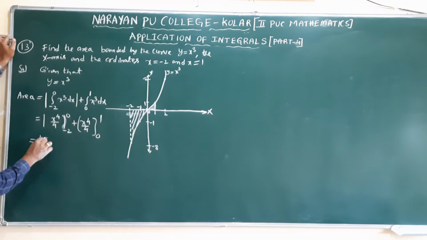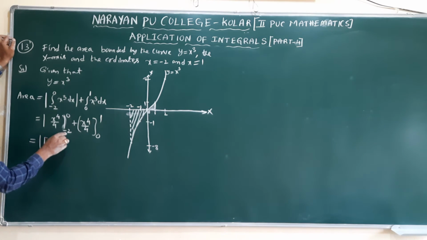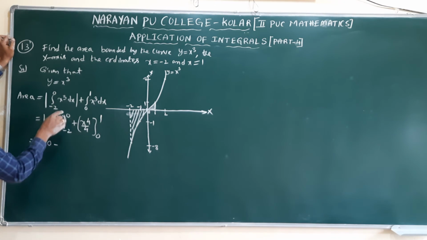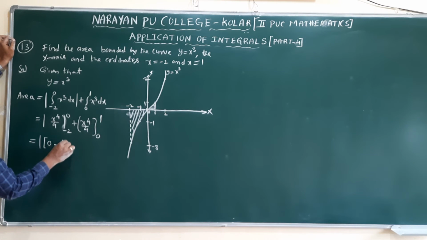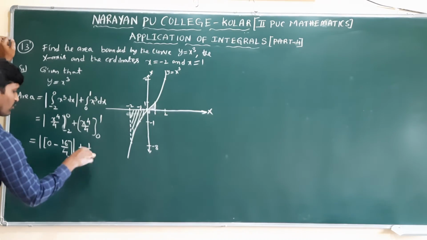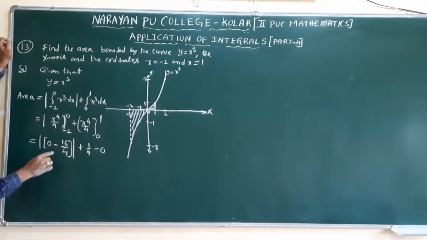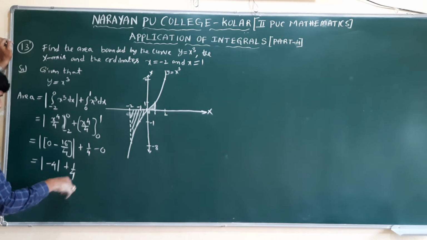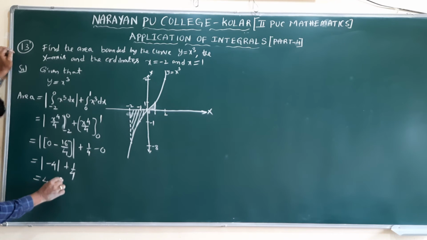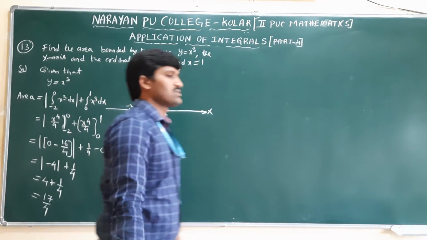Modulus of upper limit: substitute 0, 0 power 4 is 0, minus, minus 2 whole power 4, that is plus 16 by 4. Then substitute 1: 1 power 4, 1 by 4, minus 0. Modulus of minus 16 by 4, that is minus 4, plus 1 by 4. 4 plus 1 by 4. Take LCM: 16 plus 1, 17 by 4 square units.